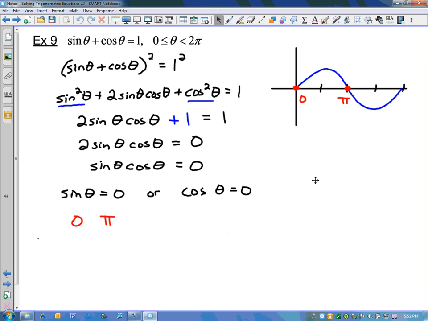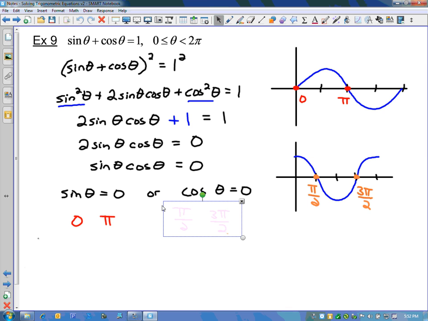For cosine, I would think of the graph of cosine. And in the graph of cosine, it touches the x-axis at pi over 2 and 3 pi over 2. That's where the zeros are. So those would be my two answers for the second one, pi over 2 and 3 pi over 2.